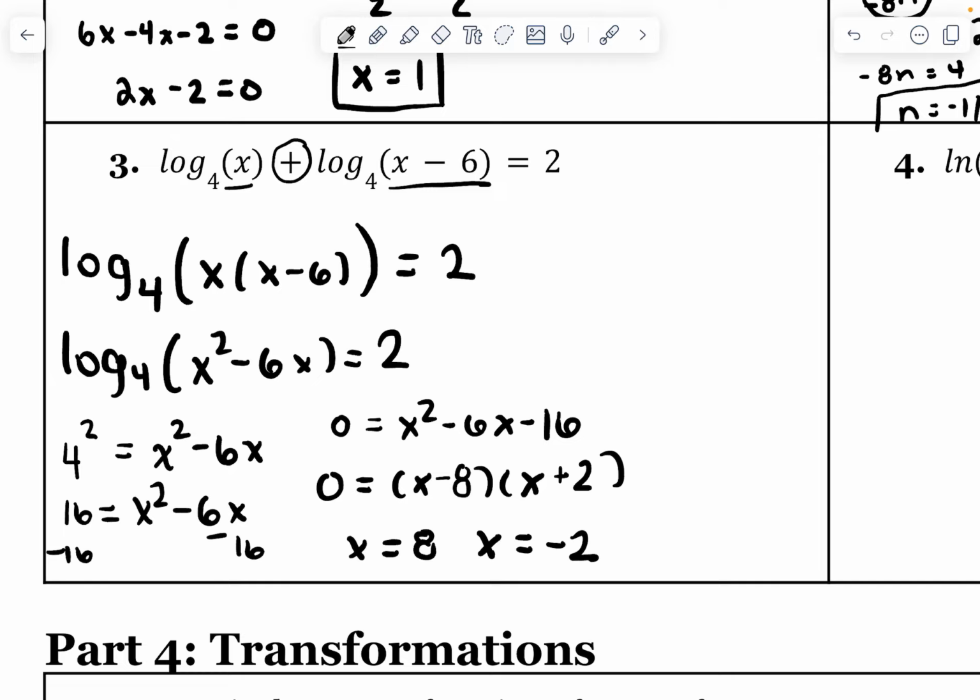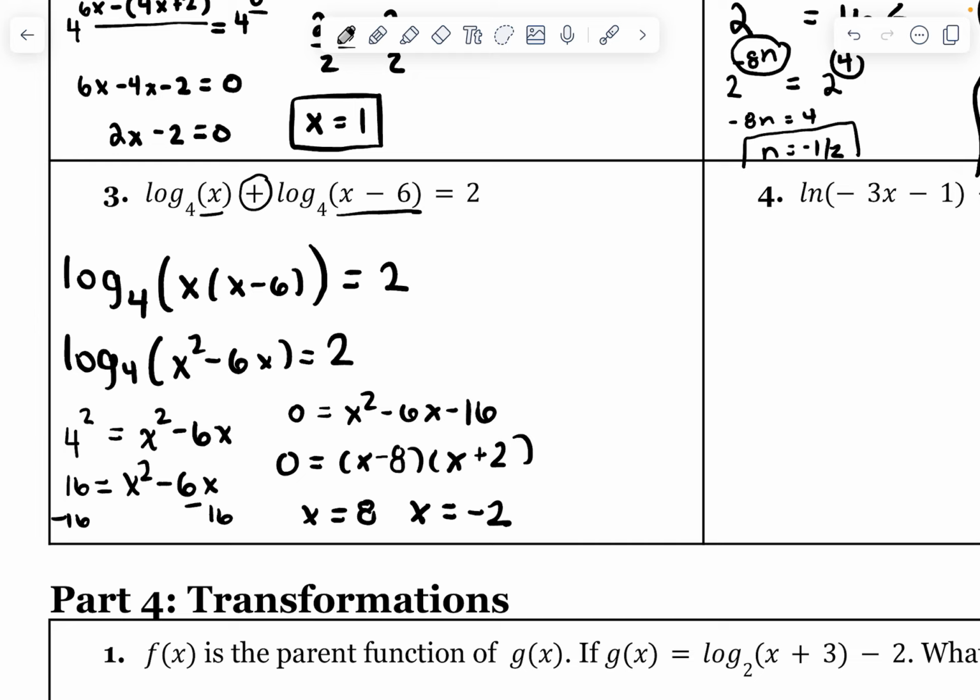And then you didn't get a 4 on the rubric if you didn't account for extraneous solutions. So if you put negative 2 into this term, you will have an undefined solution, and so you can't have negative 2 as a solution. So you have to reject it, and we only accept that x is equal to 8.